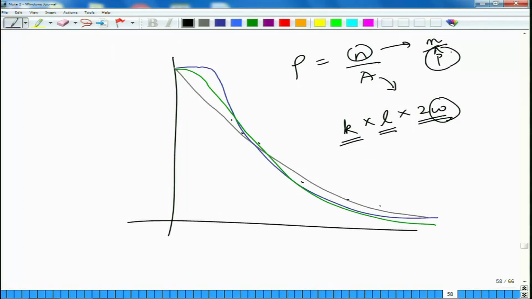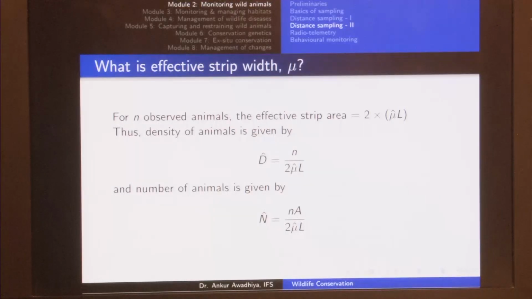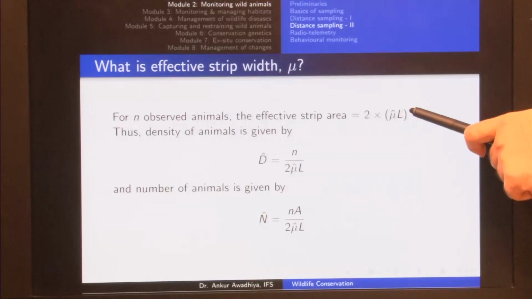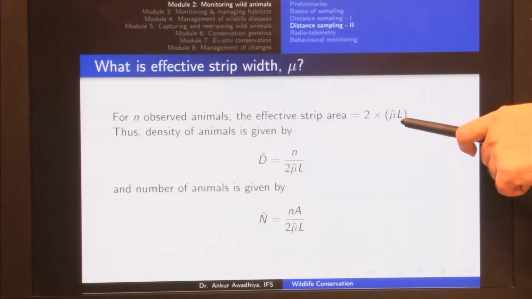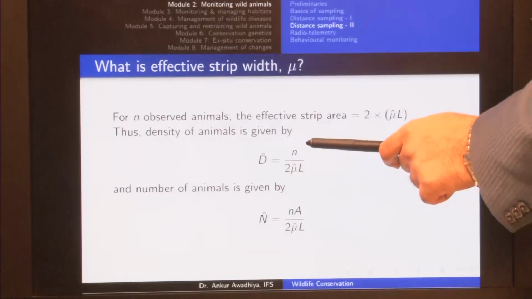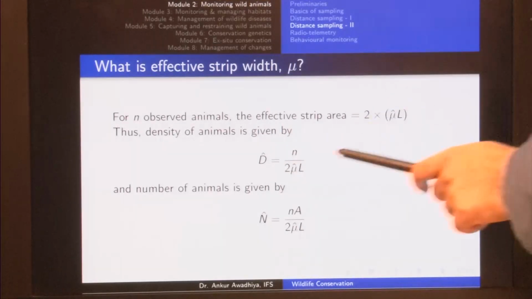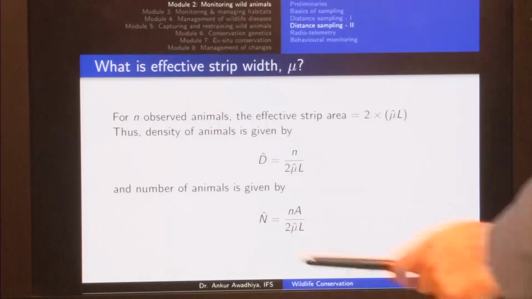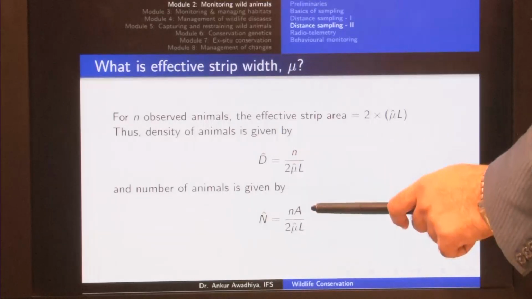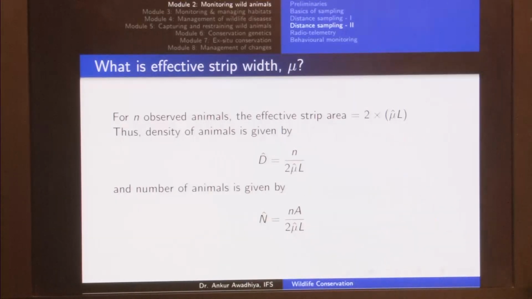Essentially, for n observed animals, the effective strip area is given by twice mu, which is twice the half width, multiplied by the length. Here this capital L is small l into k, so this is the effort, or the total distance that we have moved. The density of animals will be given by d hat is equal to n divided by this effective strip area, 2 mu L, and the number of animals will be given by d hat into A. So, it is n into capital A divided by twice mu hat into L.